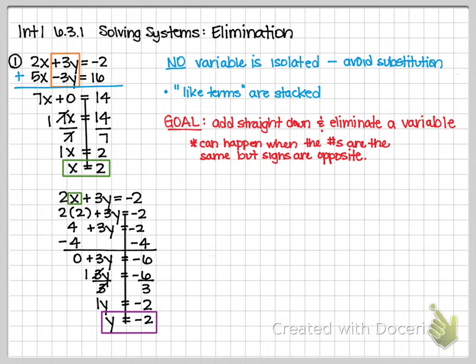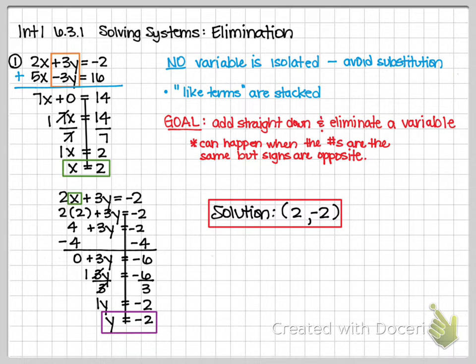Last thing. Write your solution as a point, always in alphabetic order. So the x that we found was 2. The y that we found was negative 2. Okay, let's move on to the next one.